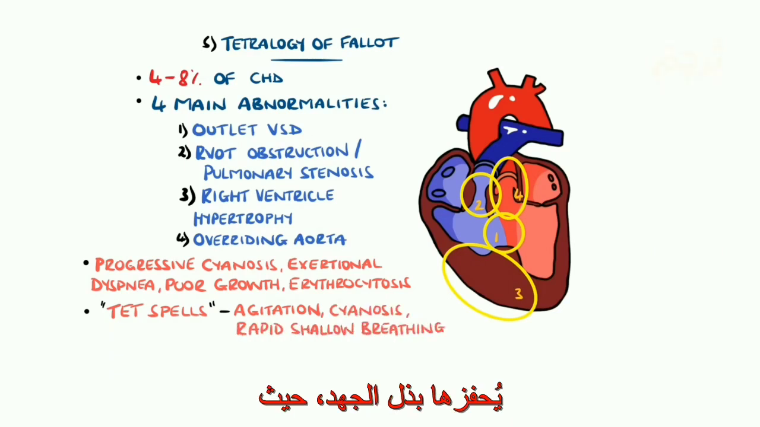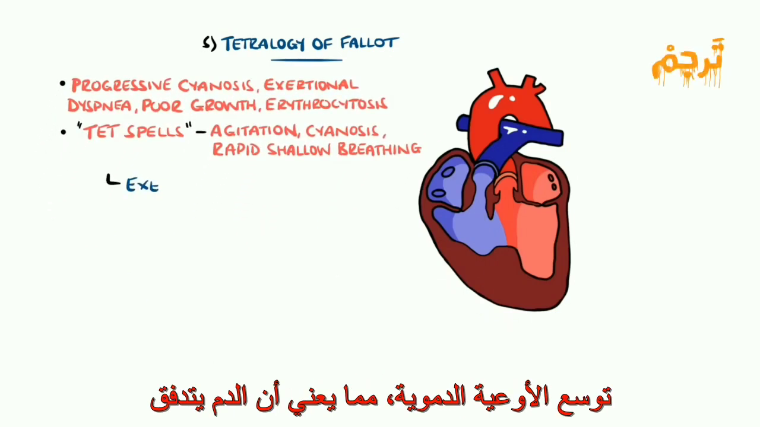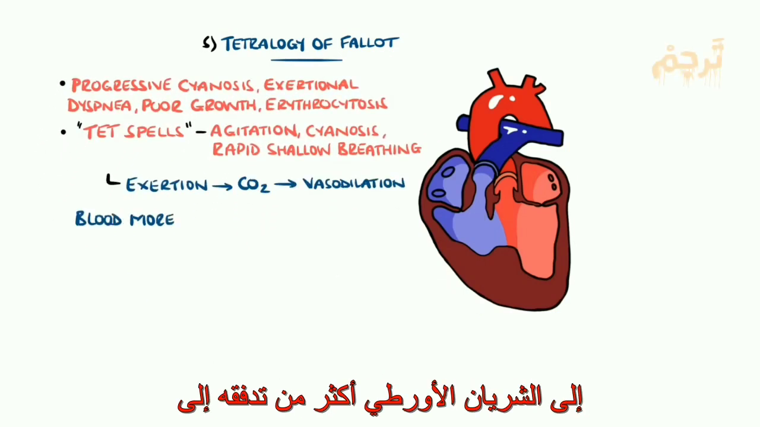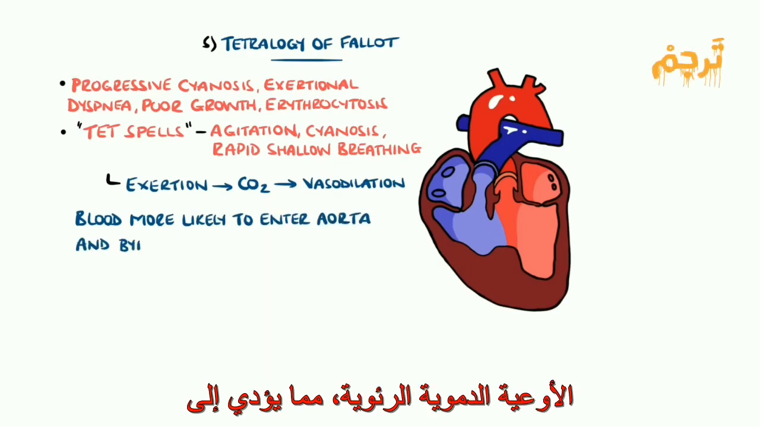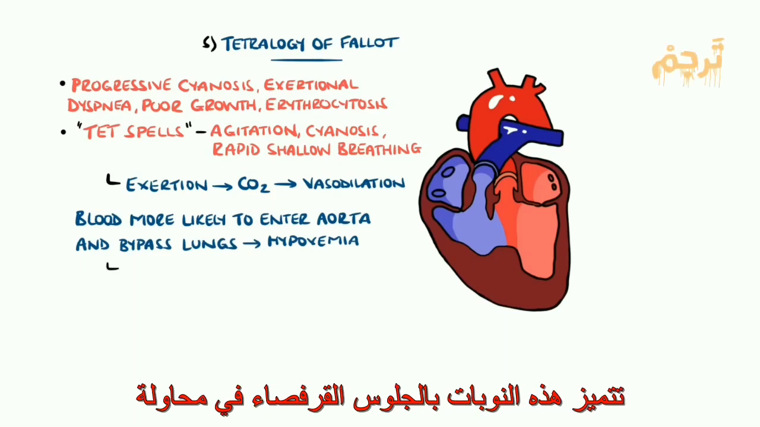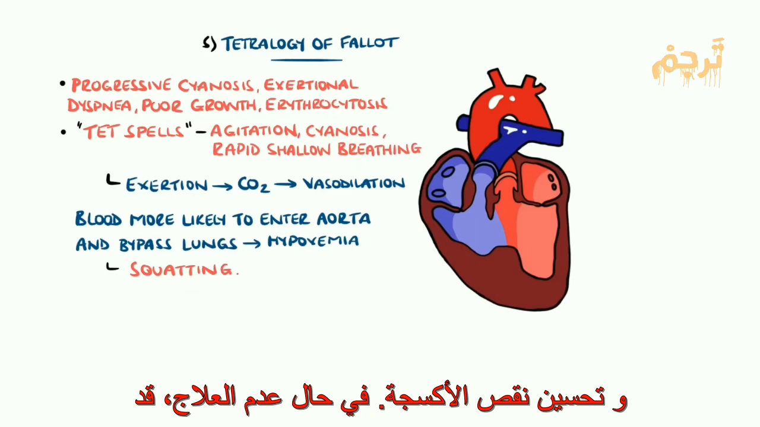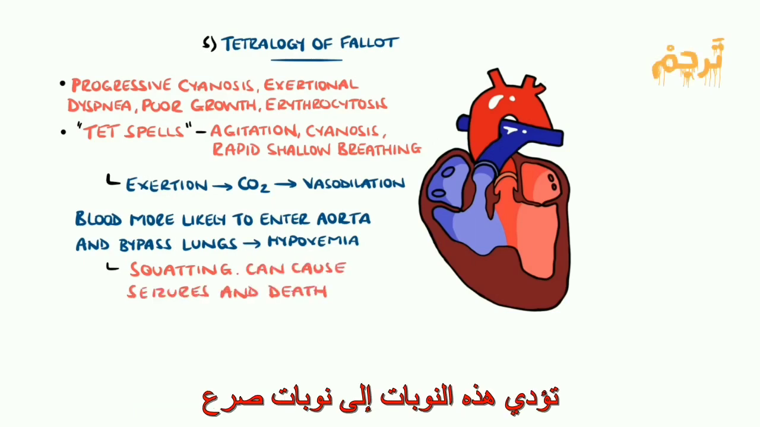These are often triggered by exertion, as carbon dioxide is generated and causes vasodilation, which means blood is more likely to pass into the aorta than into the pulmonary vasculature, giving hypoxemia. In older children, these episodes feature squatting in an attempt to increase the systemic vascular resistance and improve the hypoxemia. Untreated, they can lead to seizures and death.